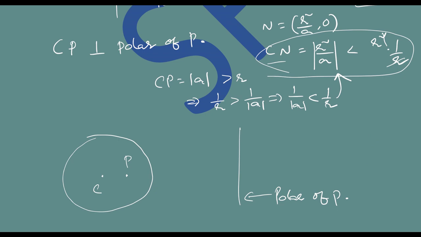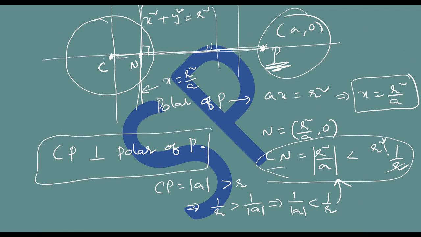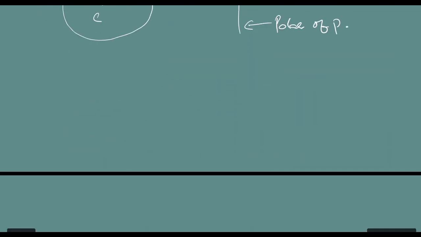And also incidentally we observed one more point here. What we observed is that the polar of a point is always perpendicular to the line joining the center and the point. So CP is perpendicular to the polar of P. These 2 points we observed, and they are useful while doing problems.